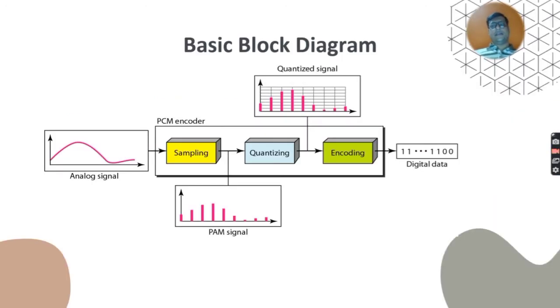So here you can see the basic block diagram for a PCM signal, or PCM encoder. This PCM encoder is also called an AD converter. It will convert the analog signal into digital data. As you can see, on the left-hand side the analog signal generator generates the analog signal. The analog signal first enters the sampler, then the quantizer, then the encoder. Sampler means it will sample the whole signal into regular intervals of samples.